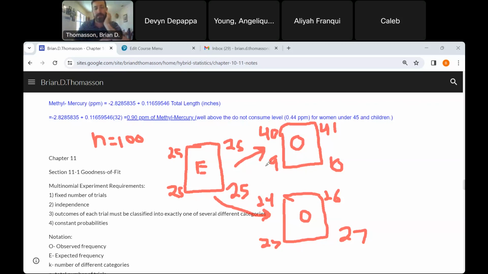Okay, so keep this in mind. In this tire example, we're expecting 25 in each corner. And this top case is very different from what we expected. And the bottom case is very close to what we expected. And that's what we're doing, saying which case do we have, top case or bottom case.